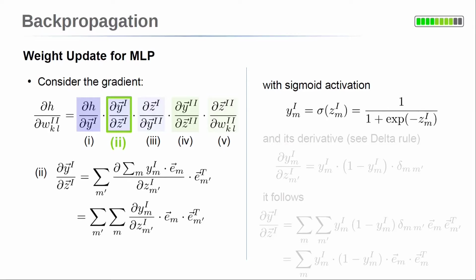For the calculations we consider the sigmoid activation, but the calculations for different activations are similar. We already calculated the derivative of the sigmoid activation function previously, for example for the delta rule. The derivative of the network's output of the mth neuron y_m of layer 1 with respect to v_m' of layer 1 was y_m of layer 1 times 1 minus y_m of layer 1 times the Kronecker delta δ_mm'. The Kronecker delta accounts for that there is only a non-vanishing derivative if m equals m'.